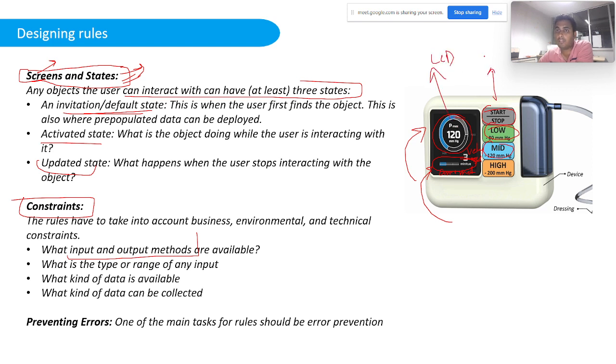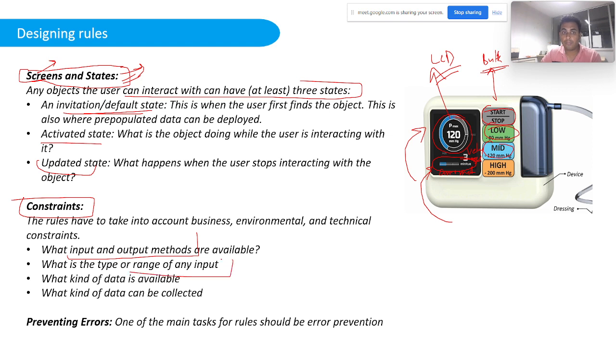LCD, these are buttons. Okay, now this is one option. You could have an audio input and a visual output. You could have only audio, audio input as well as audio output. You could have only touch-based input as well as visual output. So the kind of inputs and outputs also needs to be decided when you are designing rules for the system.